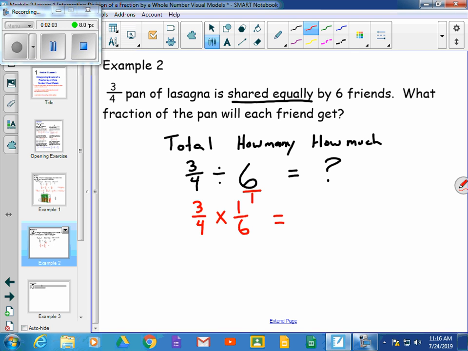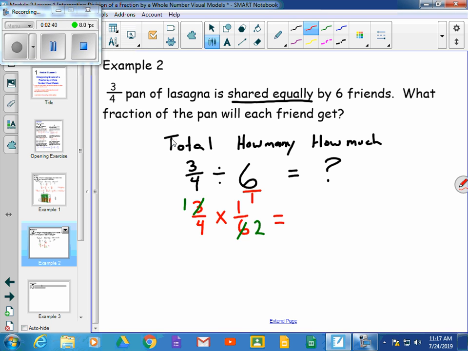Now, we can multiply. But before I multiply, what I like to do is look diagonally at the 3 and the 6, and I say, can I divide out a common factor? What I'm doing is reducing it before I'm actually multiplying. I can divide out a 3 from each of those numbers. 3 divided by 3 now becomes a 1, and 6 divided by 3 becomes a 2. I do that because I get smaller numbers that are easier to work with, and usually my final solution is already in simplest terms.